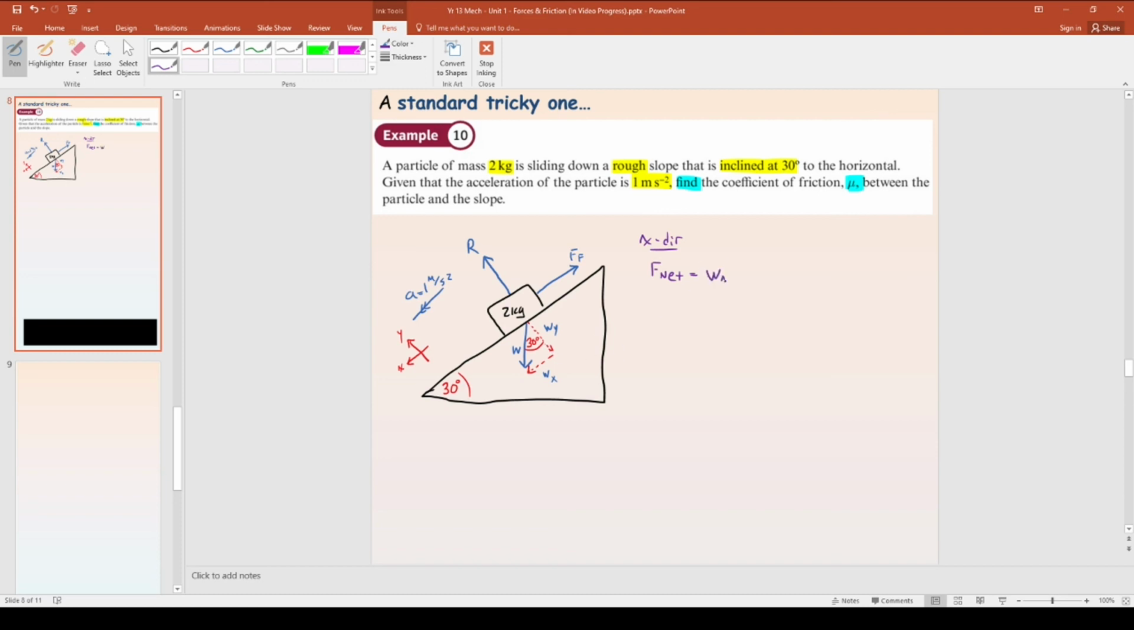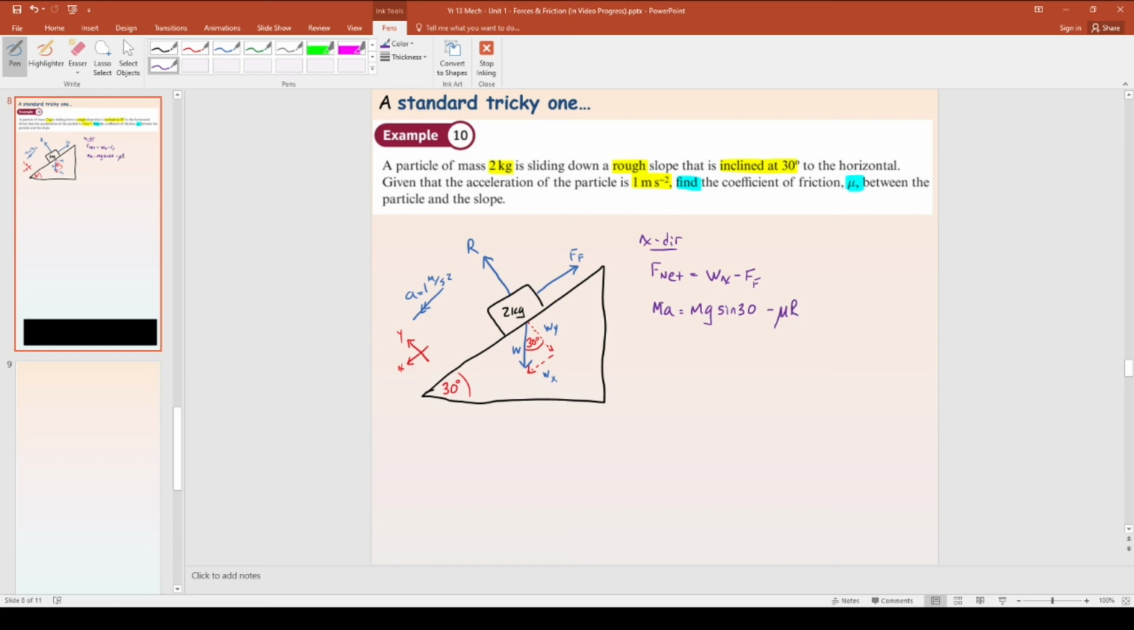Well, wx, you got that right. And what's up the slope? Well, ff. Cool. Is it accelerating? Yep. So we'll switch F net out for ma. And wx, I'm going to switch that one out for w, which is going to be mg to start with. And wx is actually opposite, whereas w is a hypotenuse. It's mg sine 30. Now ff I'm also going to switch out for mu r.